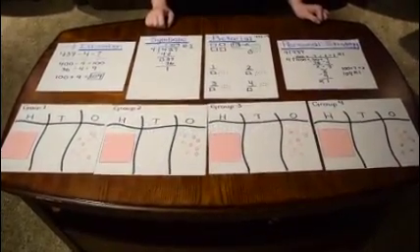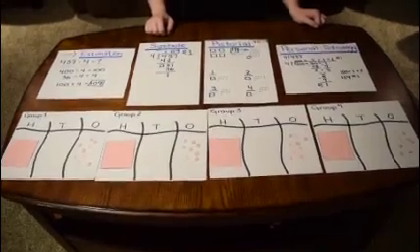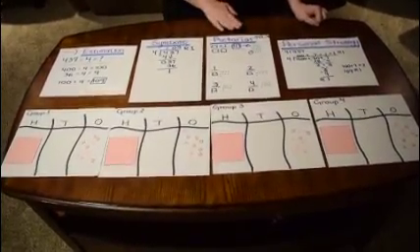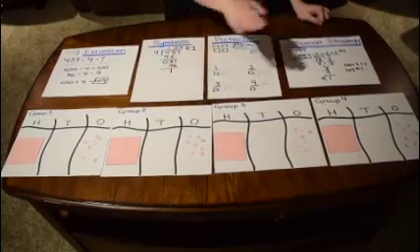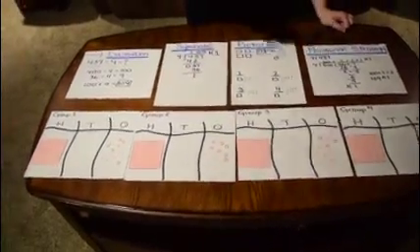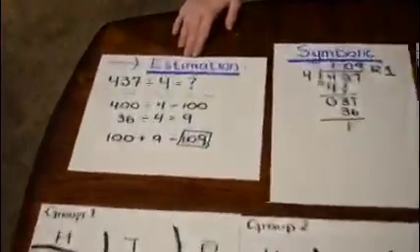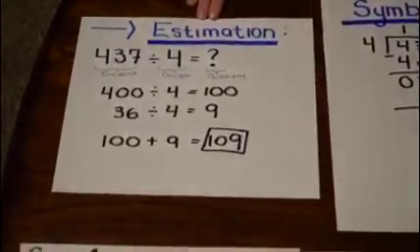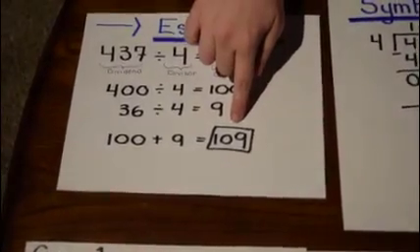After solving my equation of 437 divided by 4 symbolically, pictorially, using base 10 blocks, as well as a personal strategy, I can look back at my estimation and say that I was pretty spot on. I was only off by a remainder of 1.